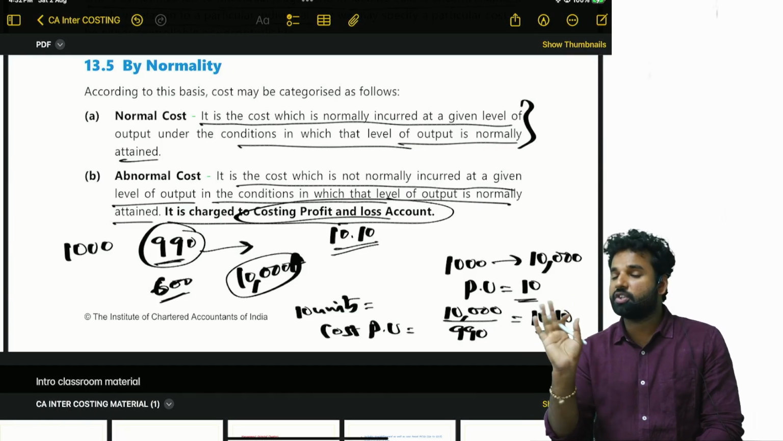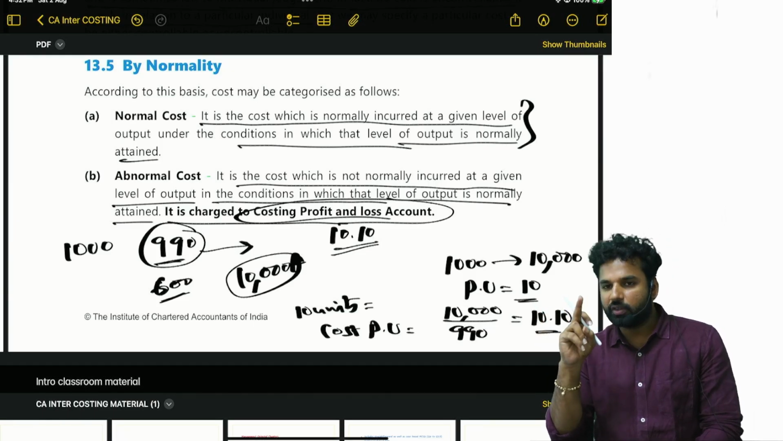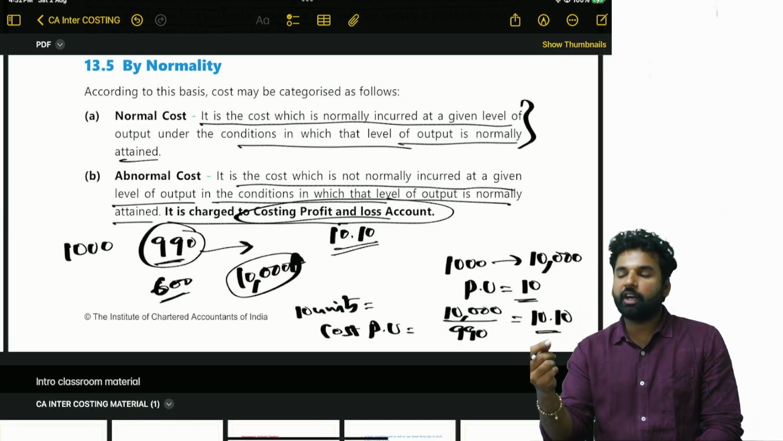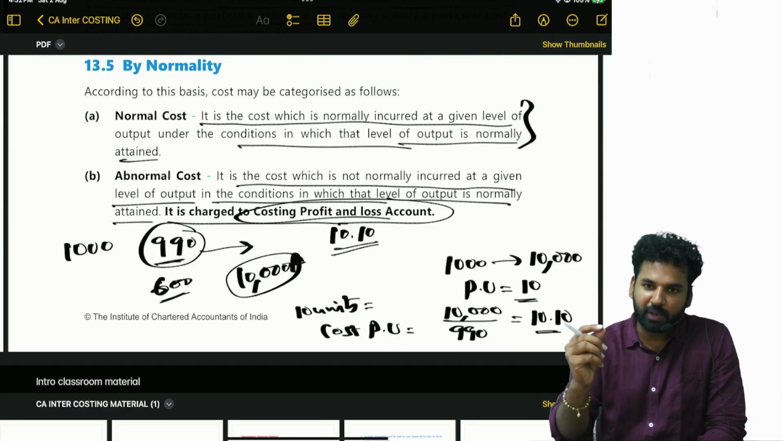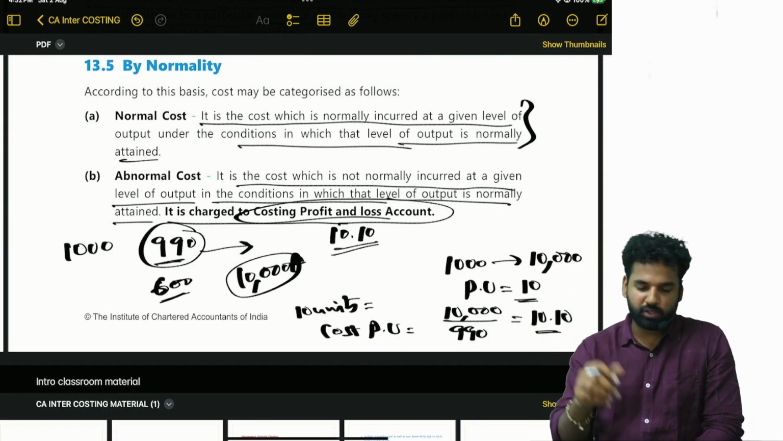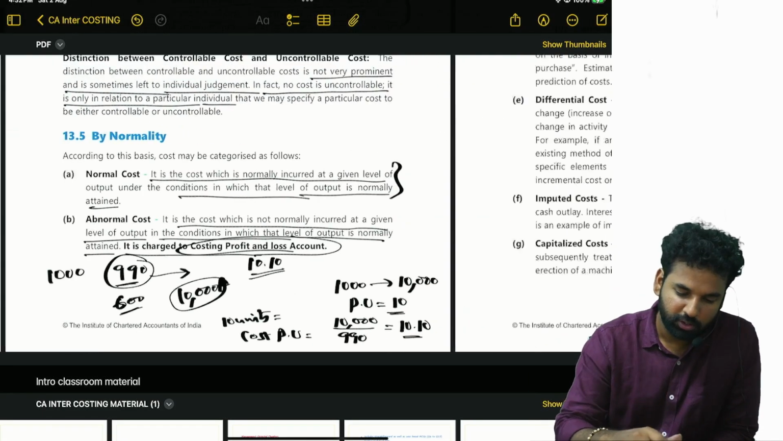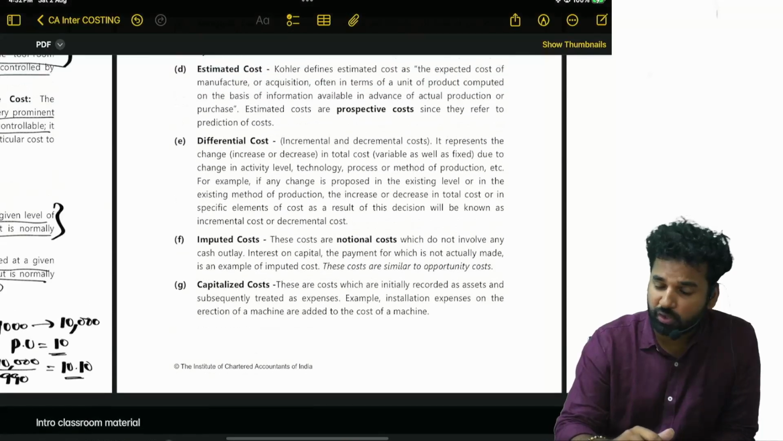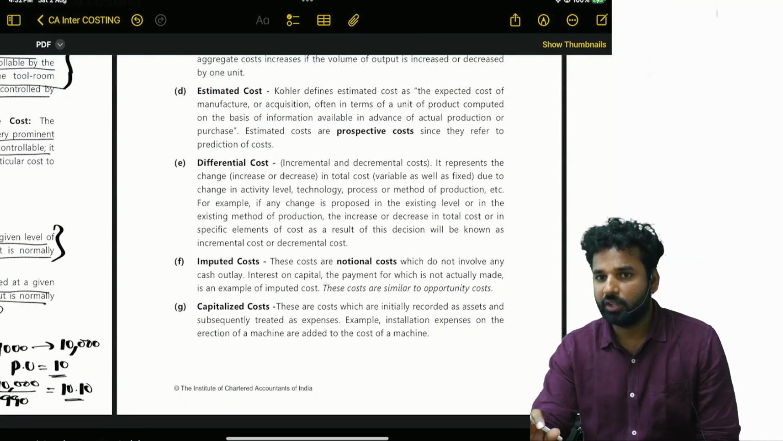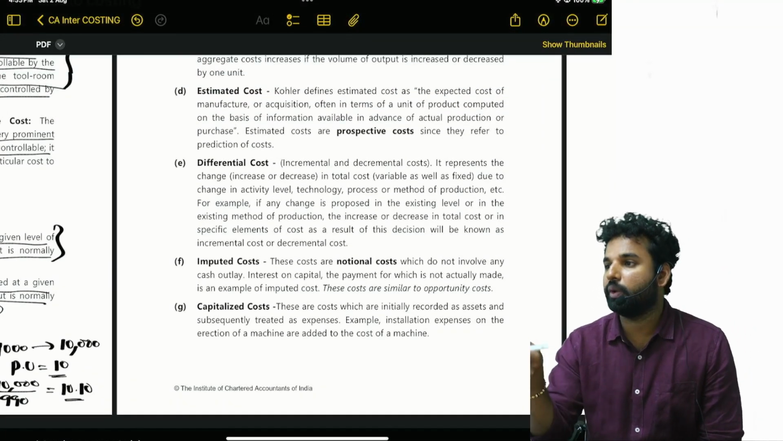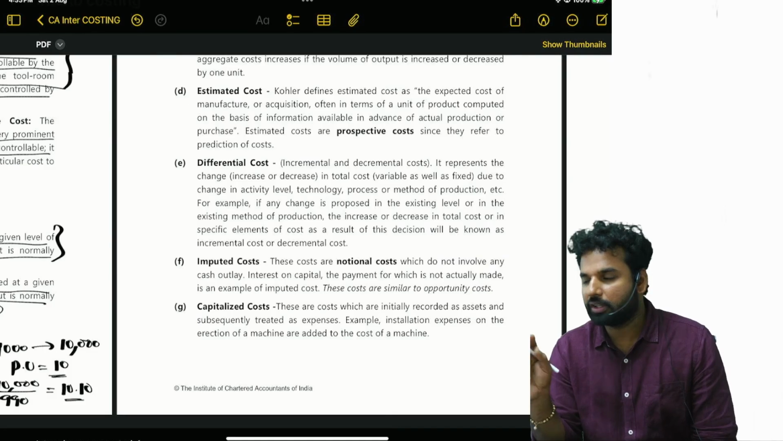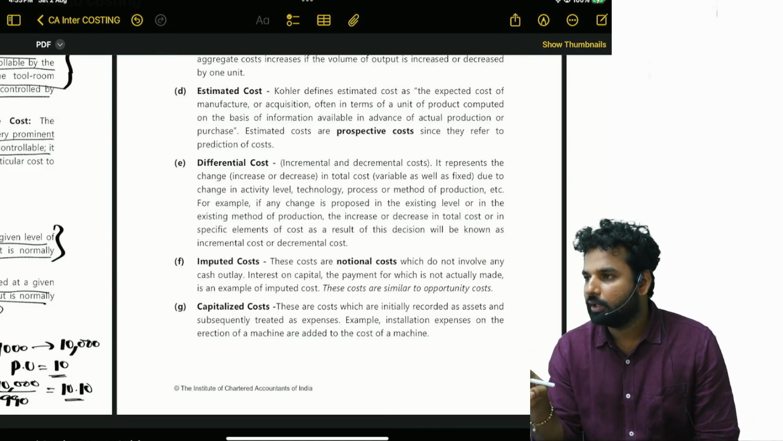It is not charged to trading. If it is charged to trading, we will try to recover it, which means per unit cost will be increased. Normal cost will be included in the per unit cost. Abnormal cost shall not be included in the per unit cost.